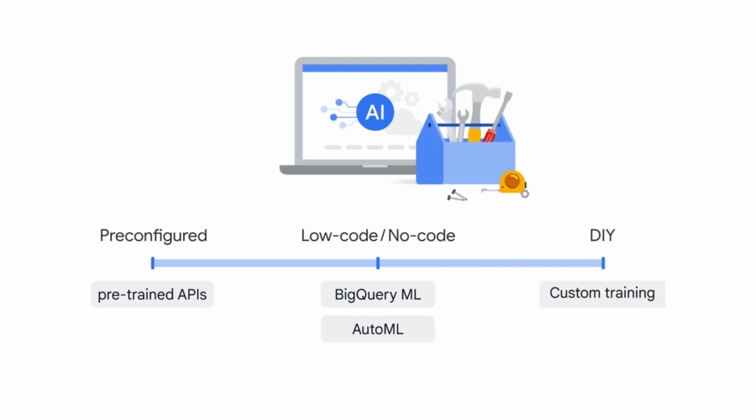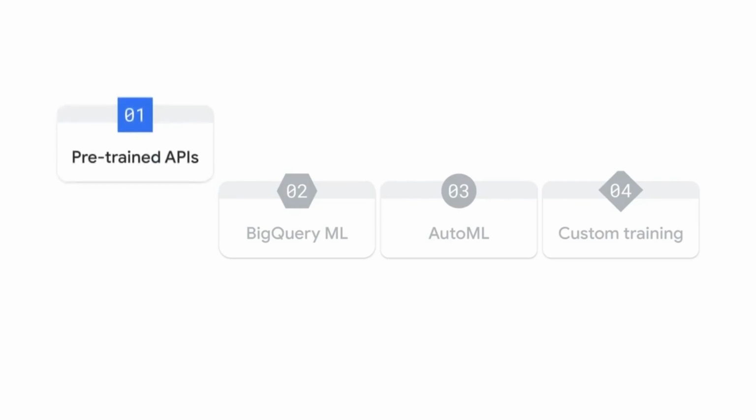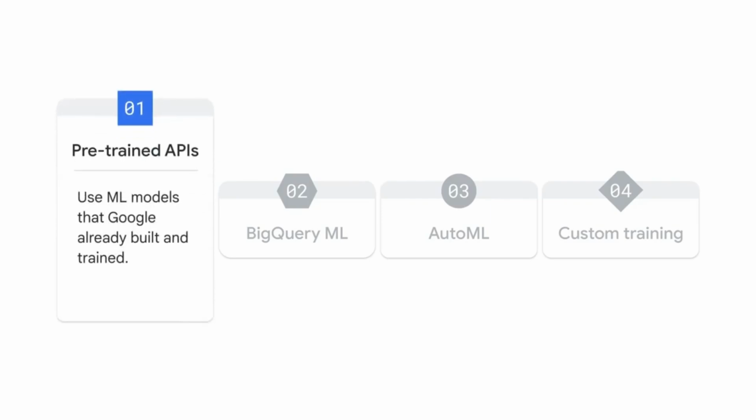Let's look at each of them. Google Cloud offers 4 options for building machine learning models. The first option is to use pre-trained APIs. API stands for Application Programming Interface. This option lets you use pre-trained machine learning models so you don't need to build your own if you don't have training data or machine learning expertise in-house.